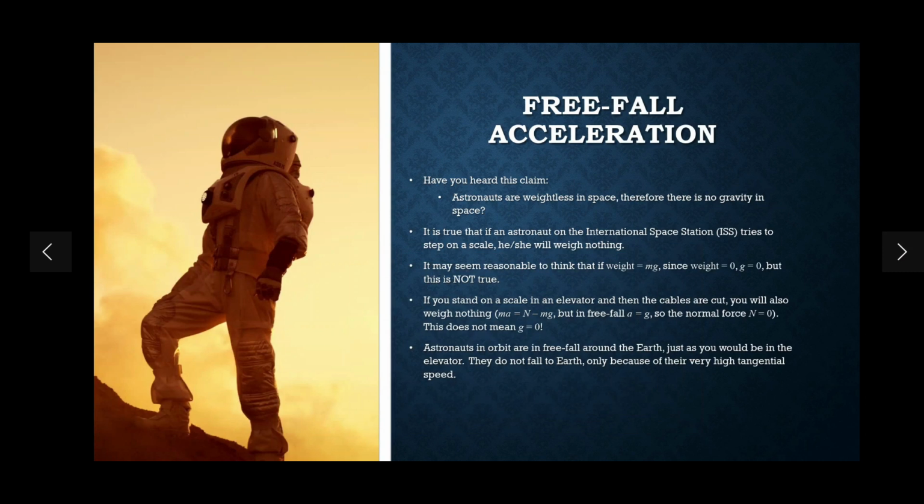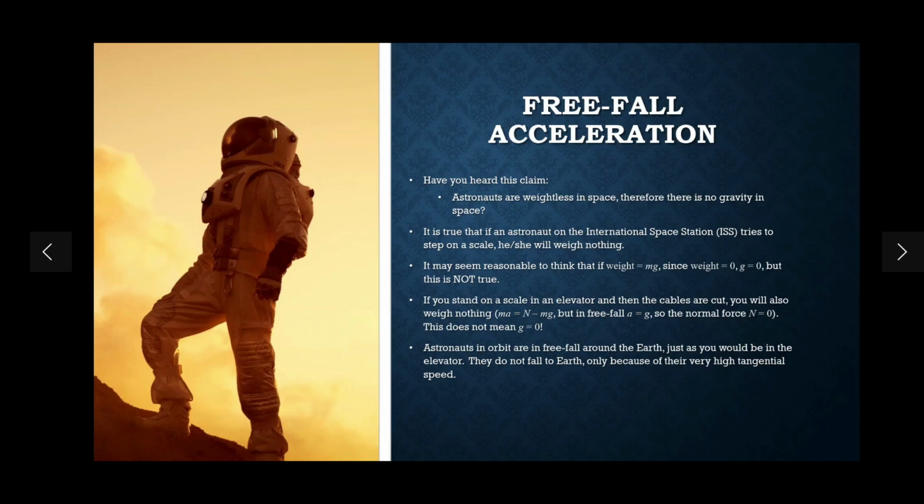Now let's talk about an interesting topic called free fall acceleration. Often we hear that astronauts are weightless in space, but is there really no gravity up there? It is true that astronauts are in free fall around the Earth, giving the sensation of weightlessness, but gravity is still acting on them. Since weight equals mg and weight is 0, we might think that g is 0 or that they have no mass.